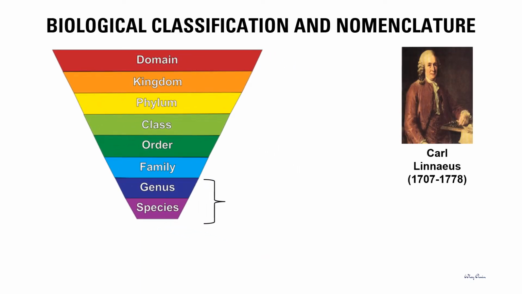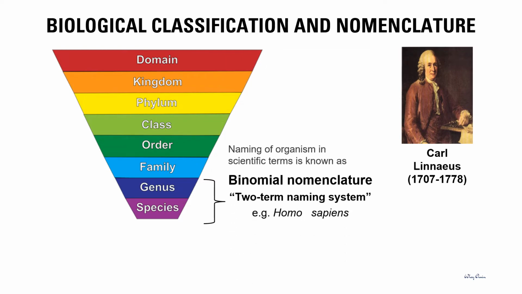Carl Linnaeus suggested a specific method to name each organism with a scientific name, according to the biological classification. The method is called binomial nomenclature. Bi means two, nomial, the name or the terms of the organisms, nomenclature, the naming system. For instance, for human, the scientific name is Homo sapiens. The first term, Homo, is the name of the genus. And the second term, sapiens, is the specific epithet, or the name of the species.